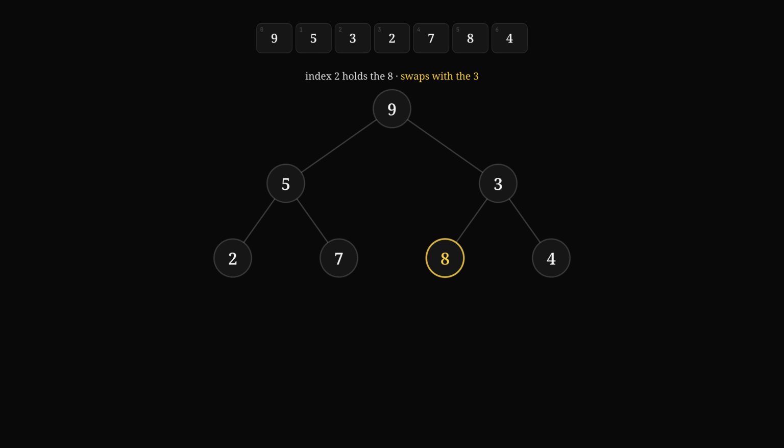Index 2 holds the 8. It swaps with the 3. Index 1 holds the 5, swaps with the 2. Index 0 holds the 9, and it sinks all the way down, below the 2, below the 5. Out comes exactly the heap this lesson has been using.